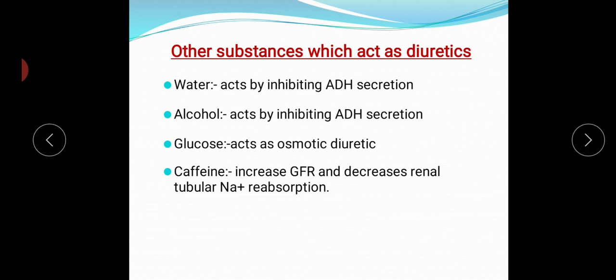That means if there is excess glucose, mainly seen in severe diabetes mellitus, where much of the glucose is not able to be reabsorbed from the proximal tubules, it will act as an osmotically active particle and prevent water reabsorption. Then caffeine may also act as a diuretic by increasing the GFR and by decreasing renal tubular sodium reabsorption. So these are all about the diuretics, the various groups of diuretics, and various examples of those groups and where they work.